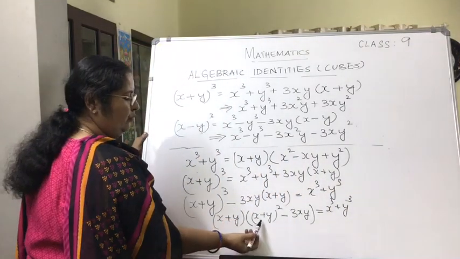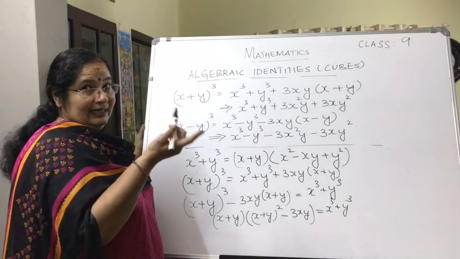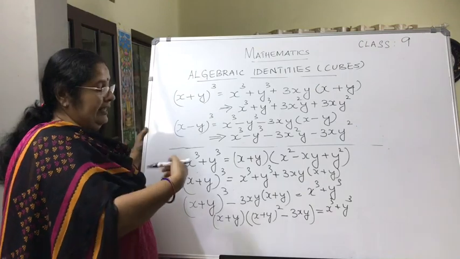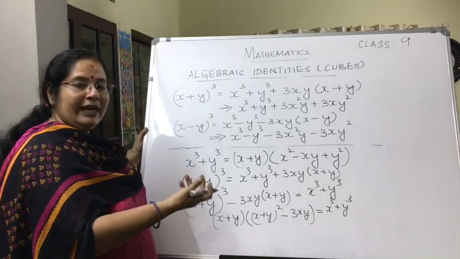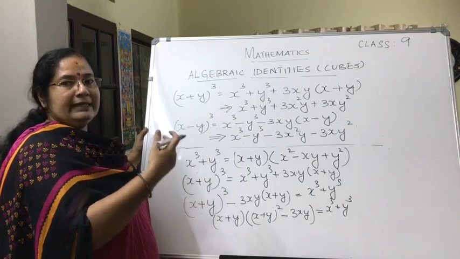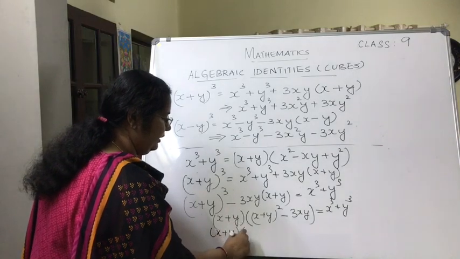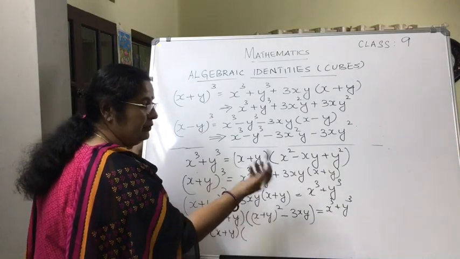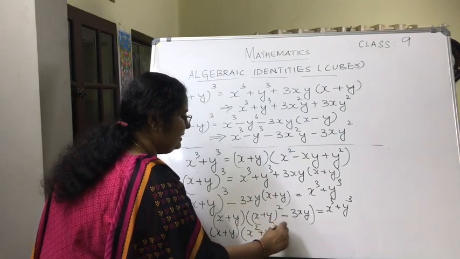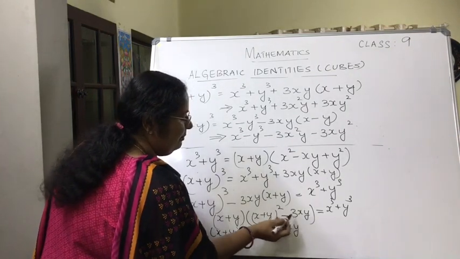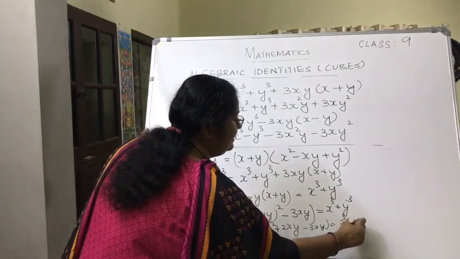Now, this is of which form? x plus y the whole square. It is identity 1. So, expand that. x plus y the whole square will be x square plus y square plus 2xy. So, let us rewrite that. This would be x plus y into x plus y the whole square. I am going to expand it: x square plus y square plus 2xy. Now the remaining, it is here, minus 3xy equal to x cube plus y cube.